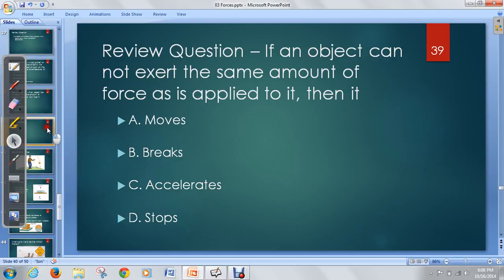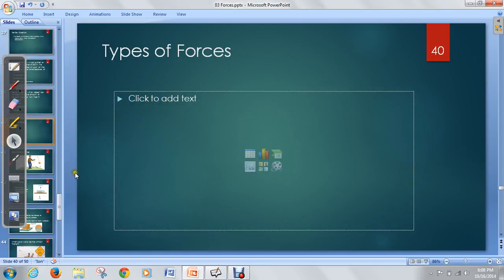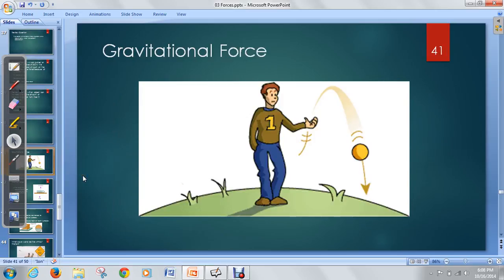Then we talked about the different types of forces. You probably are familiar with most of these, but let's just go through them. The first one that we covered is the gravitational force. Everyone's pretty familiar with what gravity is. It's a force pulling down between you and the earth. The earth pulls down on you, you pull up on the earth, but the earth doesn't accelerate because it's so big.